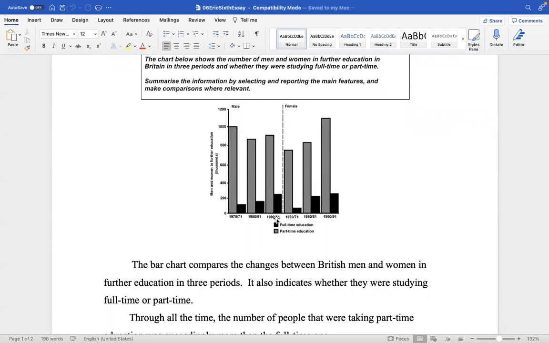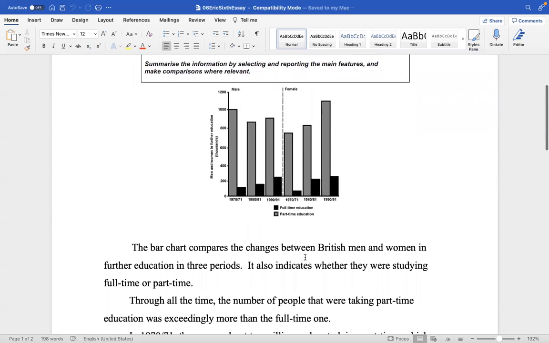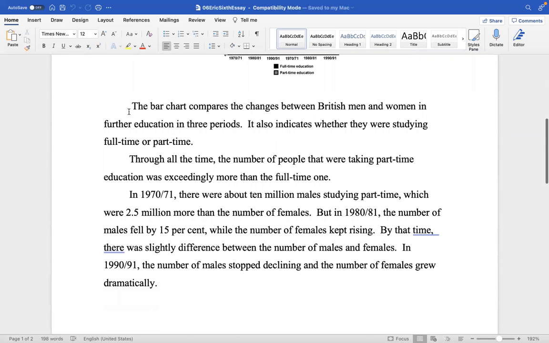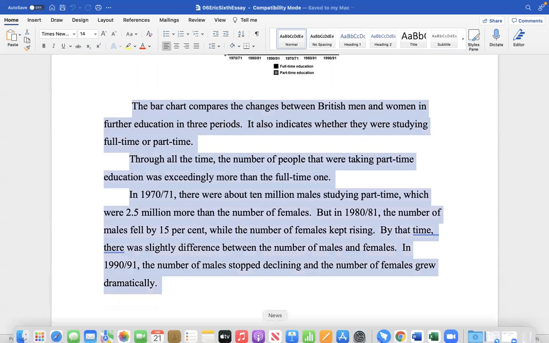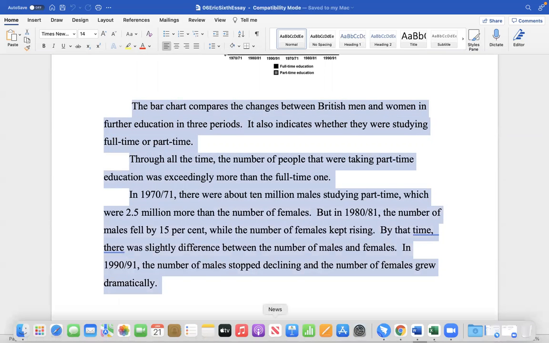Excellent. So this uses a little objective information with the chart or the graph, but in the end, you need to analyze it, and it's relatively subjective, but you're using the information that's given to you, right? So go ahead, Eric. Please read what you wrote here. Okay. The bar chart compares the changes between British men and women in further education in 3 periods. It also indicates whether they were studying full-time or part-time. Through all the time, the number of people that were taking part-time education was exceedingly more than the full-time one.